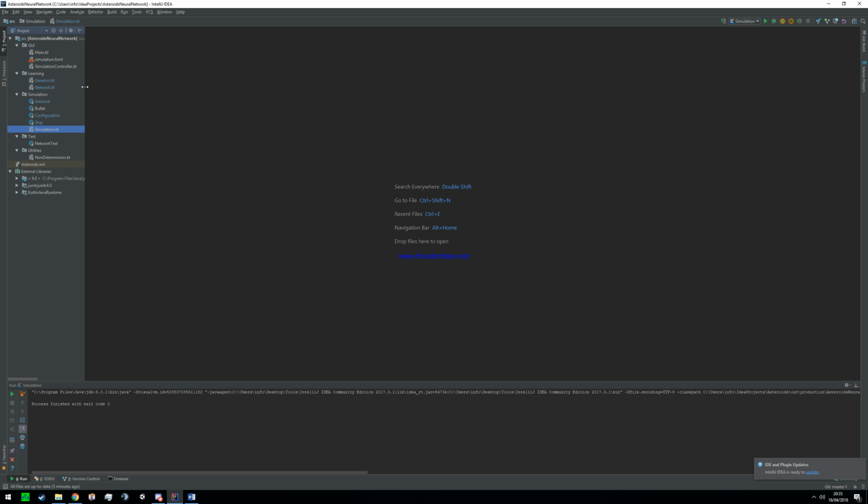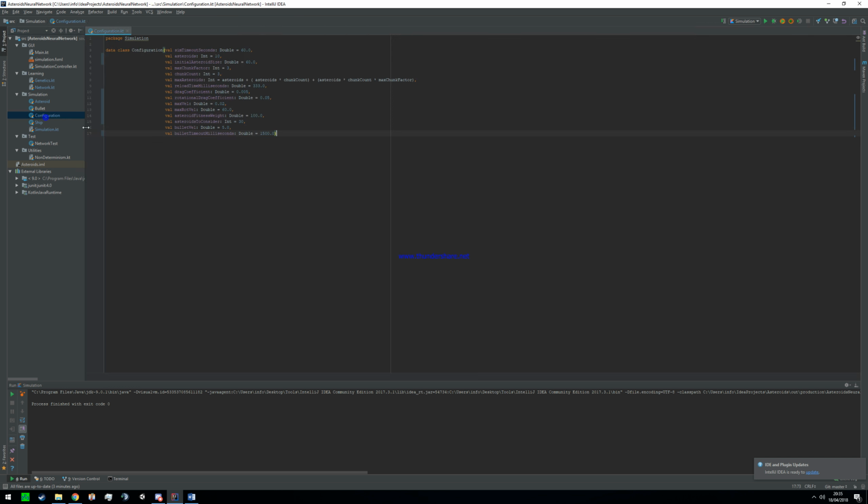The inputs to the network are vectors to the nearest n asteroids. This is configurable through this configuration class here. So there's a load of variables that you can configure about the simulation. Some of them are to do with the network, and some of them are to do with mutation rate and stuff like this for the genetic algorithms, and some are to do with the simulation itself, such as drag coefficients and max velocities, max rotational velocity, and so on.